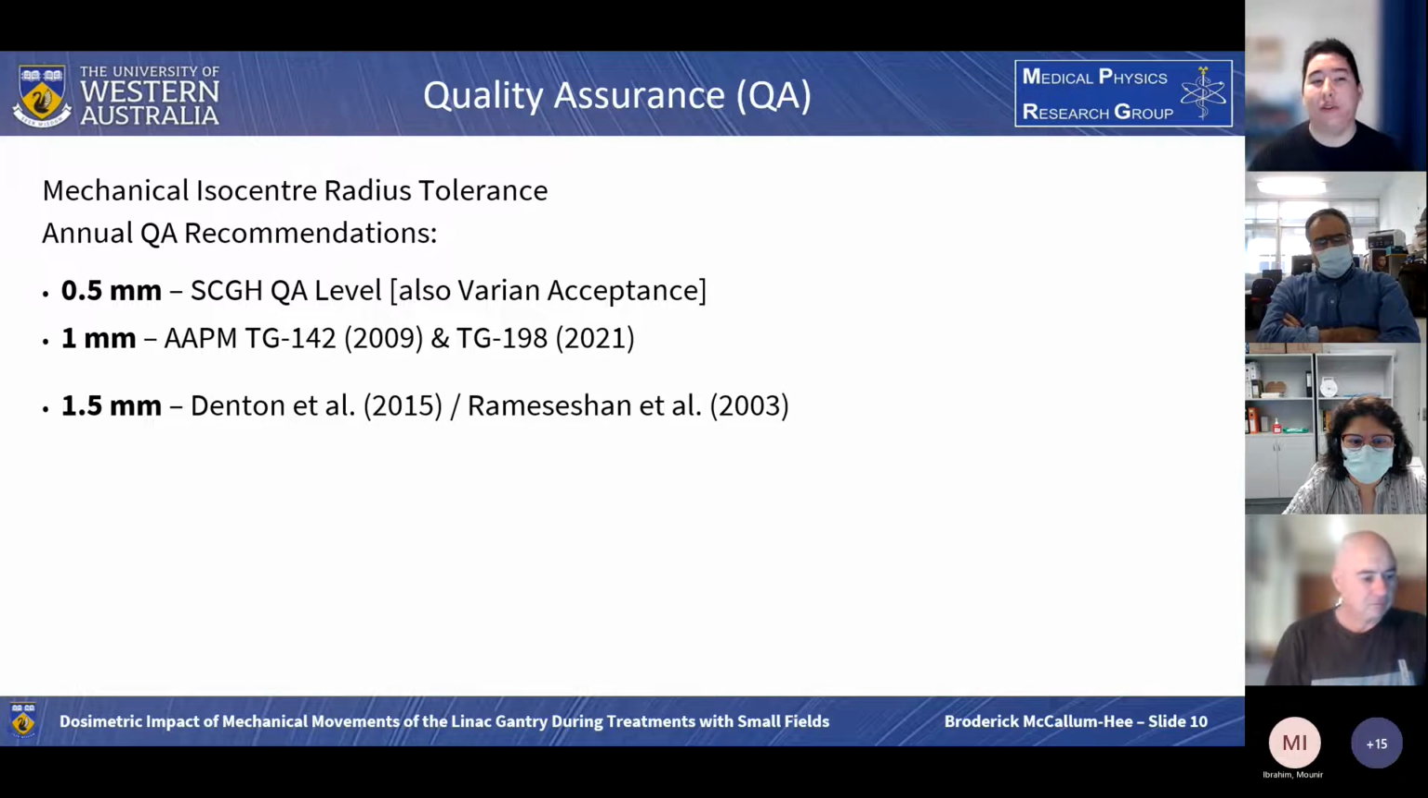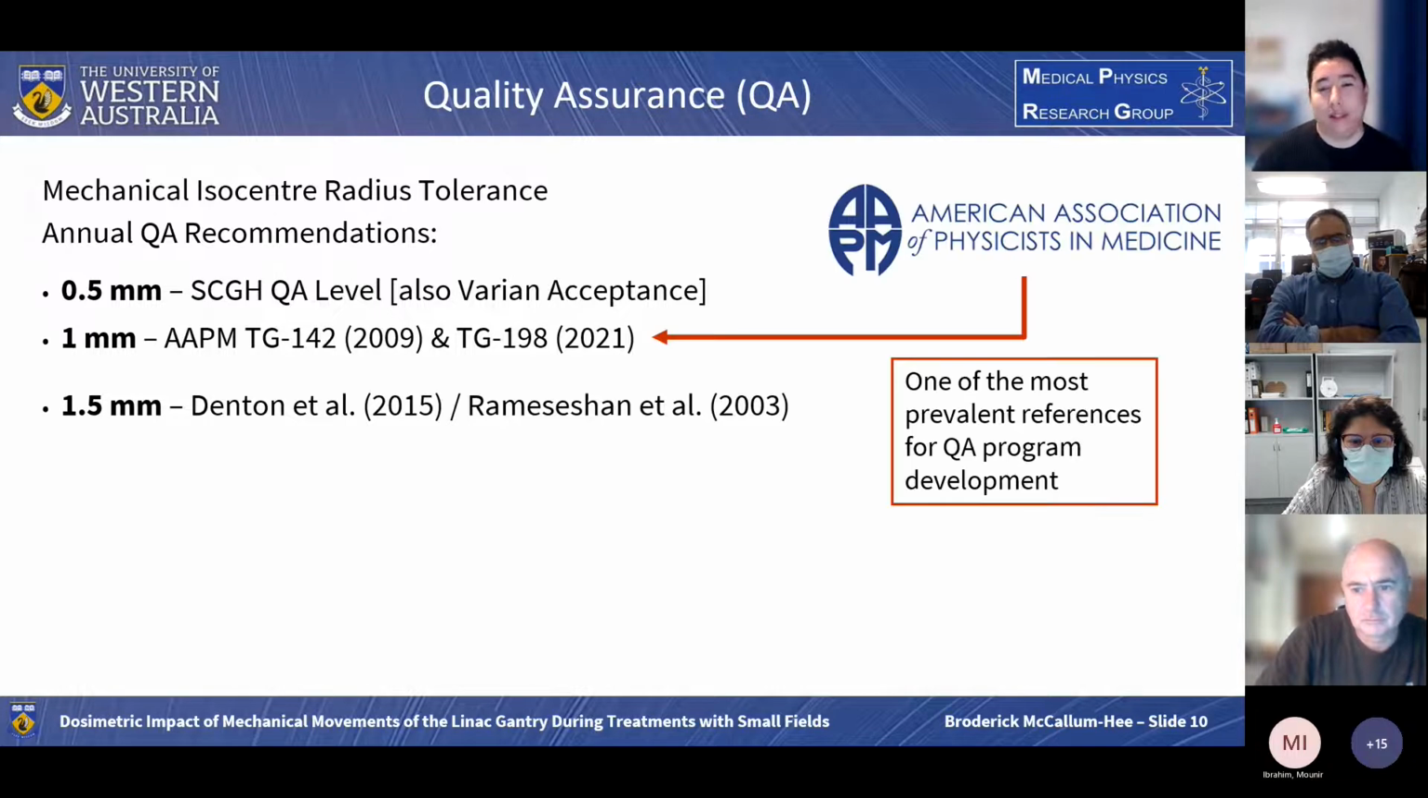So here I pulled out a few of the annual QA recommendations for the mechanical isocentre radius. The first is 0.5 millimeters, just as a side note. This is the one used at Sir Charles Gairdner Hospital, and this also happens to be the variant acceptance level. 1 millimeter from baseline is recommended by the AAPM in the task group reports 142 and 198. And as a side note, these reports are one of the most prevalent references for QA program development.